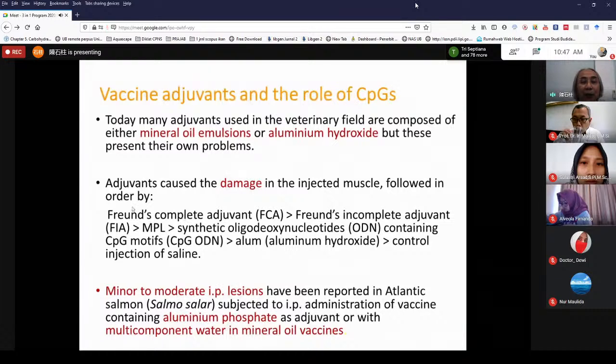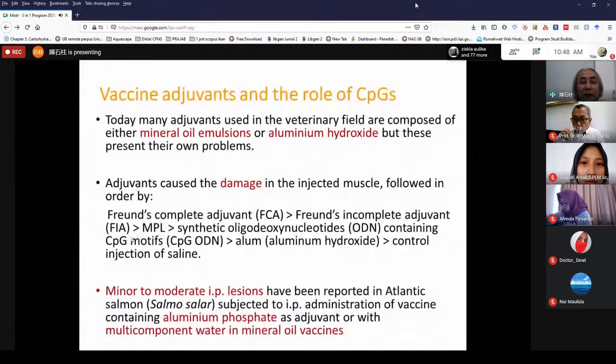So why the full complete adjuvant? Anybody know? What is the FCA? FCA means mineral oil mixed with mycobacteria. So we call that FCA. It's only used in laboratory study. You cannot use this one as a field trial, okay? So why does it cause very severe damage? Because they contain mycobacteria mixed with mineral oil. And this one, FIA, is only mineral oil. No mycobacteria.